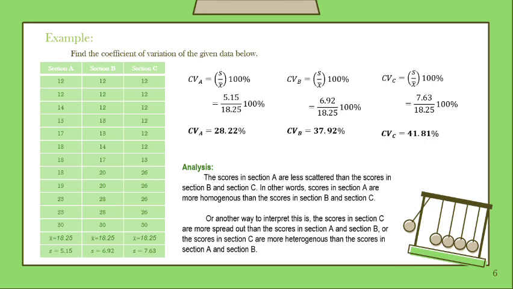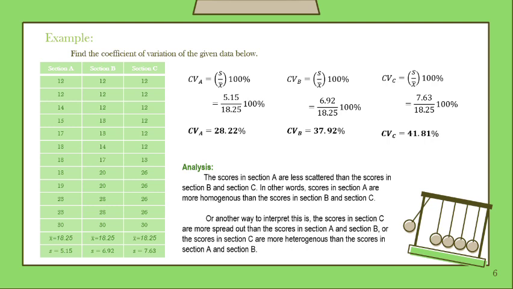So analysis. The scores in section A are less scattered than the scores in section B and section C. In other words, scores in section A are more homogeneous than the scores in section B and section C. Kasi, ibig sabihin, itong section A, yung mga score nila is parang magkakalapit lang. Wala masyadong difference, kasi yung coefficient of variation niya, siya yung may pinakamaliit na value.